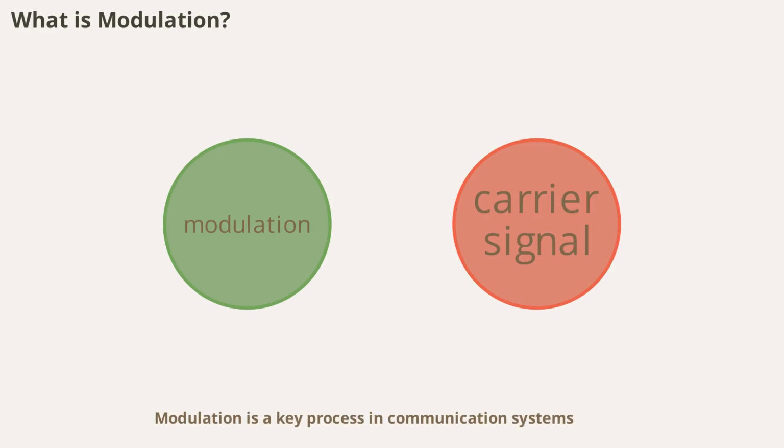Modulation is a key process in communication systems. It involves altering a carrier signal in order to encode the information that needs to be transmitted. By changing certain properties of the carrier, such as its amplitude, frequency, or phase, we can embed the message onto it. Modulation makes it possible to send signals over long distances without significant loss or interference, ensuring that the information reaches its intended destination clearly and efficiently.